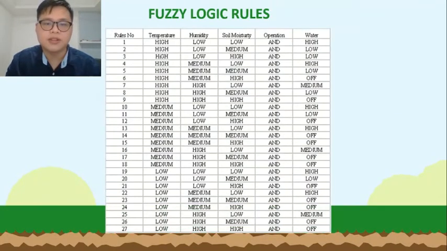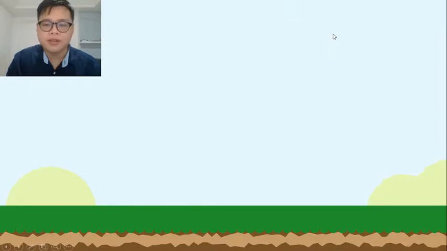Next, we will proceed to the fuzzy logic rules. As you can see, these are the fuzzy logic rules. The water demand will be calculated based on these rules. So we will proceed to the results of this project.